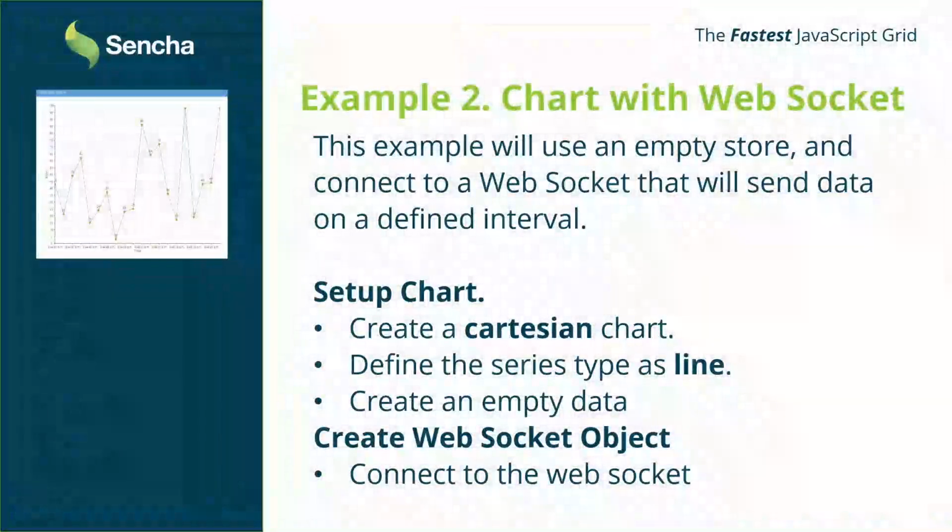Okay, now that we have the socket, let's create our chart. It's quite similar to the previous one. So we're gonna create an empty store. We're gonna set up this chart as a Cartesian. The series type is going to be line, and then we're gonna connect to the WebSocket. Whenever the backend updates, it's gonna send us the data to the front end, and we don't have any need to poll data. So let's take a look at it.